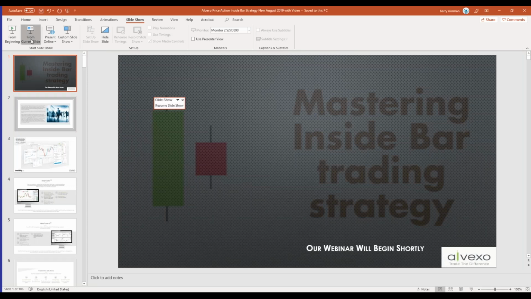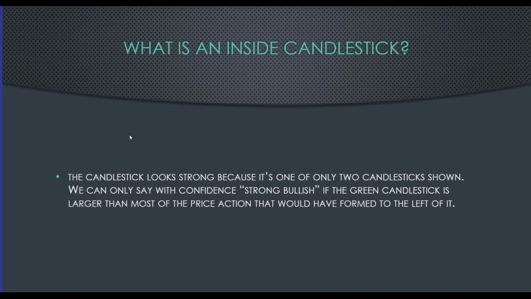Hold on one second. Okay. Now, the candlesticks look strong because only one or two candlesticks are shown. We can only say with confidence strong bullish if the green candle is larger than most of the price action that would have formed to the left of it. But we can only look at the mother bar on the left and then the right-hand side candles.